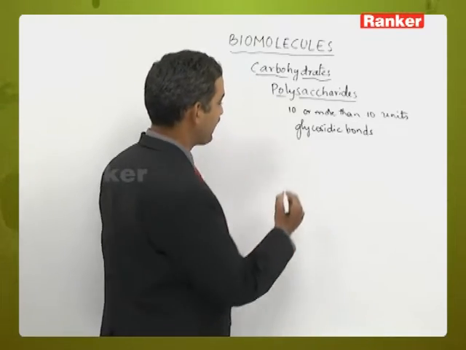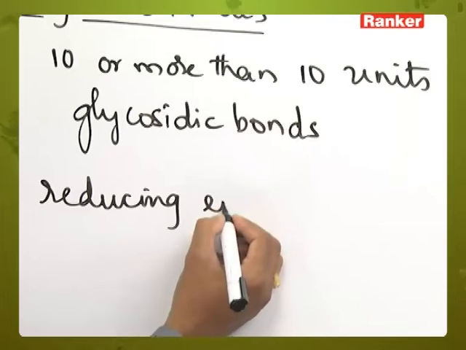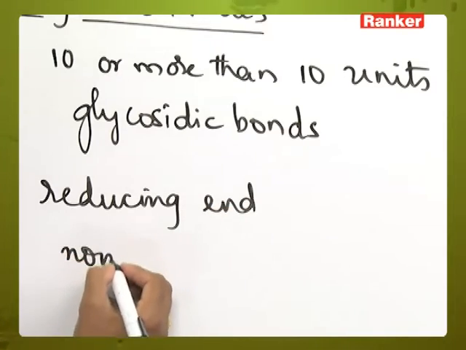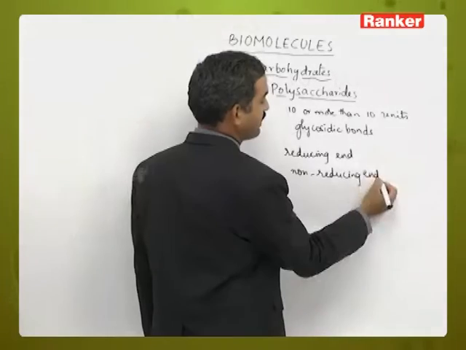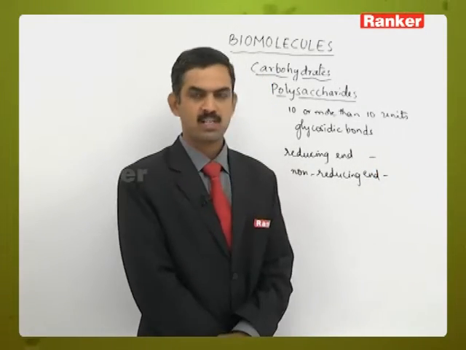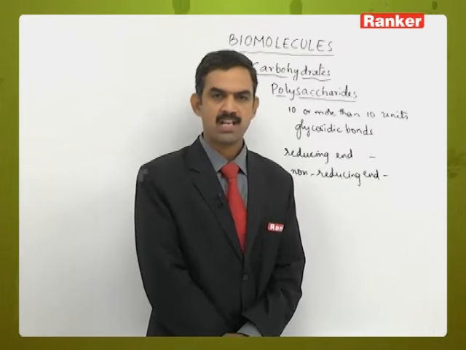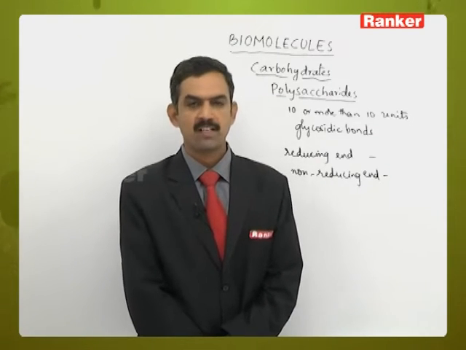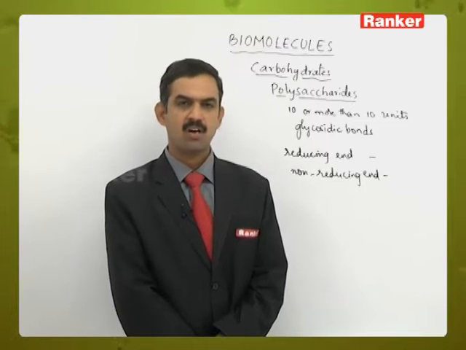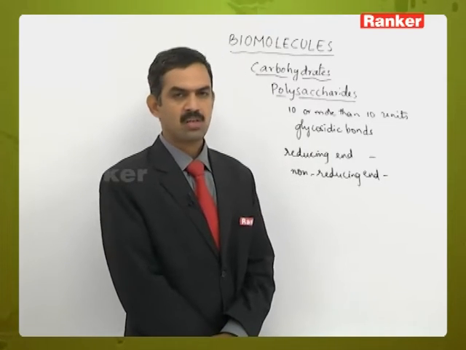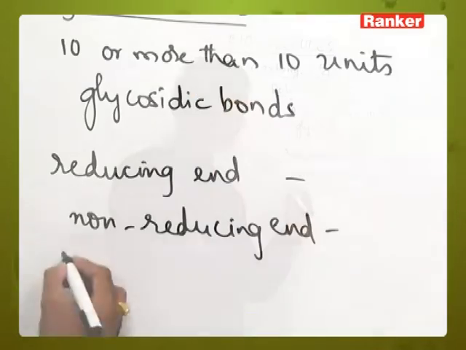In these polysaccharides, there will be a reducing end and a non-reducing end. The reducing end is present towards the right hand side and the non-reducing end towards the left hand side. Based on the type of monosaccharides, whether the polysaccharide is made up of only one type of monosaccharide or different types, they are of two types: homopolymer molecules or heteropolymer molecules.